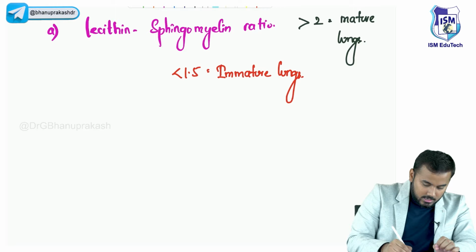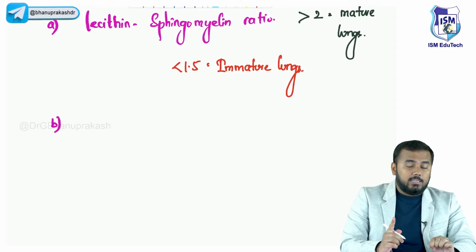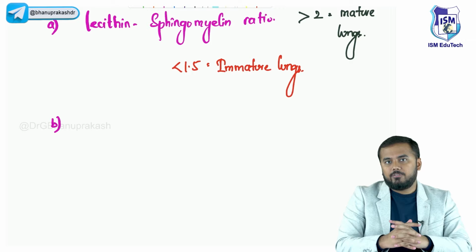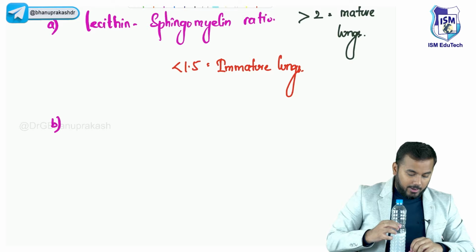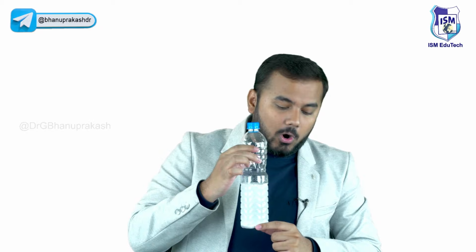After this, the second important thing is a little experiment. There is a small experiment which you do. For example, I have taken this bottle. I hope all of you can look at this bottle, guys. Now look, within this bottle, this white colored thing is called surfactant. I have added surfactant here, and inside this surfactant I have also added ethanol.